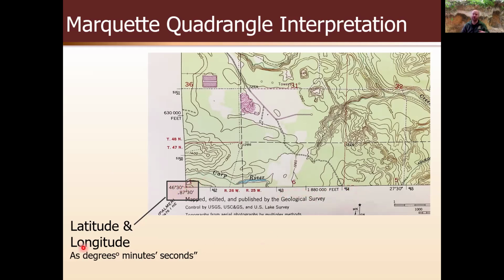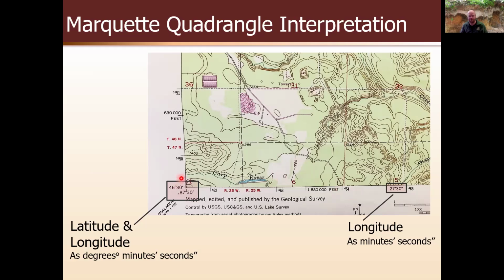And so there's 60 minutes for every 1 degree, and there's 60 seconds within every minute. And so here we're marking degrees and minutes in the corner. And so again, 46 degrees and 30 minutes. So 30 divided by 60, 46.5 degrees in fact, north of the equator, and then here 87.5 degrees to the west of the prime meridian.